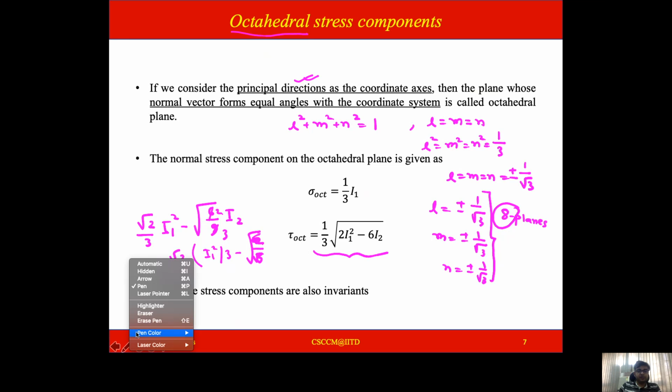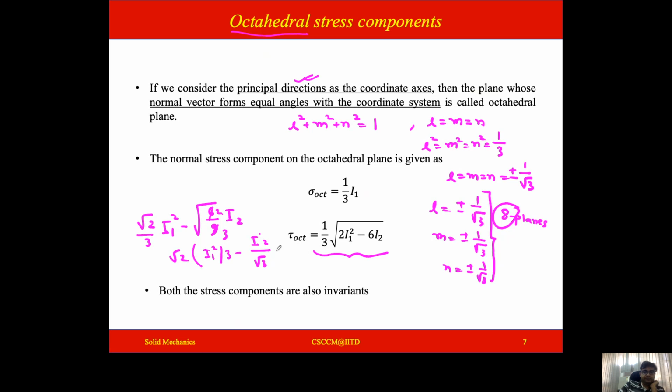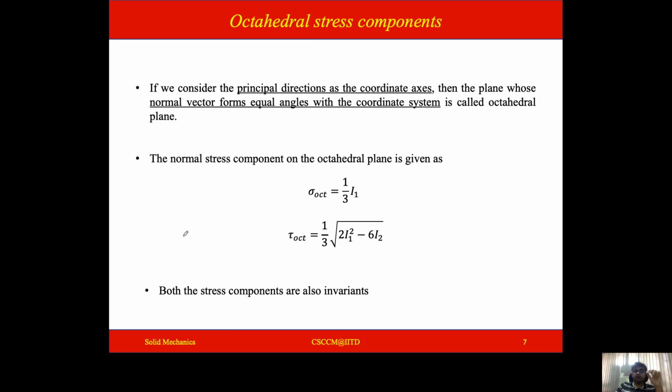Okay, so let me erase this part. So now this is square root of 2 by 3. Square root of 2 is outside, so this is I2 by square root of 3. So this is your octahedral shear stress and octahedral normal stress.